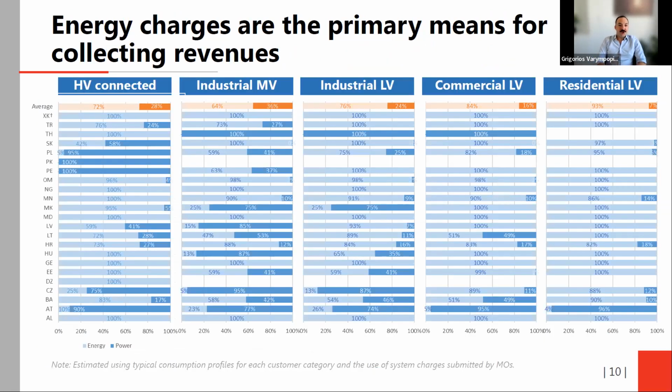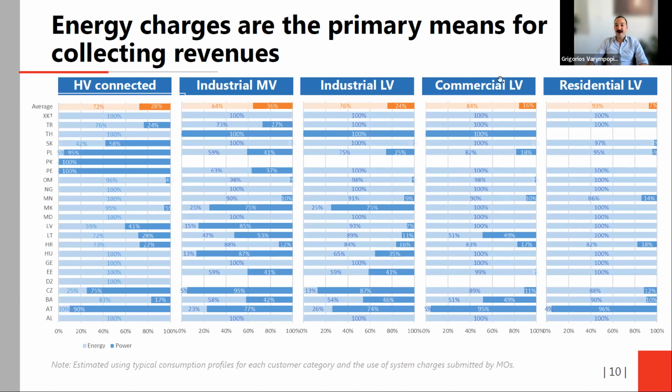Now, what portion of revenues do countries choose to recover through demand charges and what portion through energy charges? The light blue bars are for the recovery of costs through energy charges, and the dark blue bars are for the recovery of revenues through demand charges. And we see that the primary means for collecting revenues are energy charges.